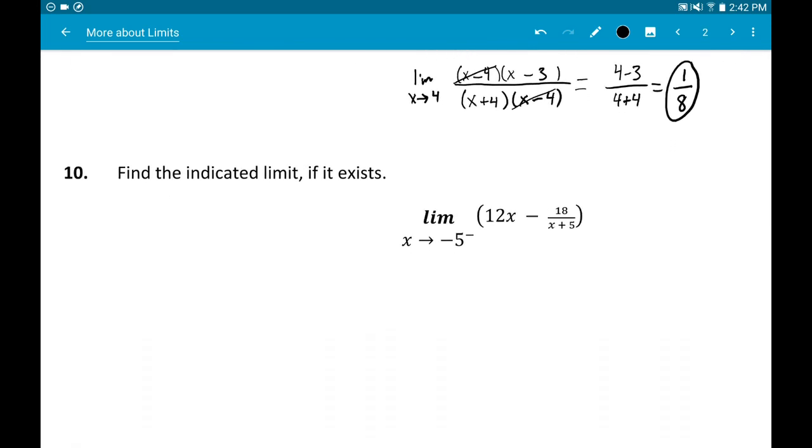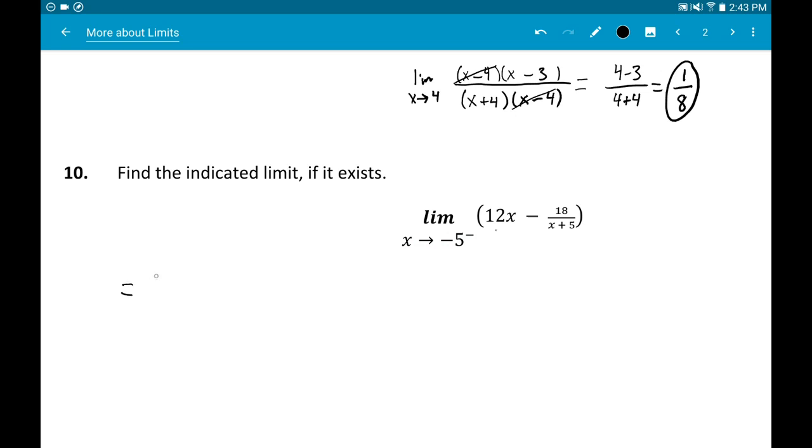Alright, let's move on down here to number 10. The limit as x approaches negative 5 from the left for 12x minus 18 over x plus 5. Okay, so not a limit at infinity. It's x approaching a number, negative 5 from the left in this case. So we want to think about our rules from, again, the previous 2 sections. I would go one step further here. You have 2 distinct terms in this question. So let's write this as 2 separate limits.